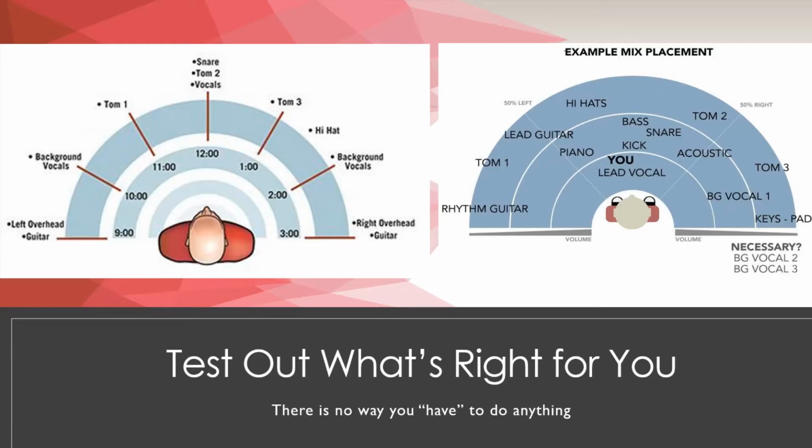In terms of panning, there are many rules of thumb that people have for how you pan things, but ultimately it is up to you how you want to place all of your elements. I just grabbed two images from Googling stereo placement in a mix. And you can see that there are some things that they have in common, but there are also a lot of things that they are different on. And the point of this is to say that there's no one way you have to do anything. Experiment, have fun, make mistakes. That's the best way to learn.